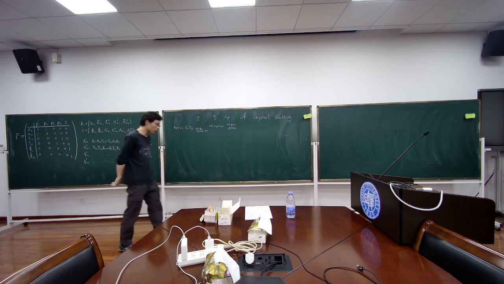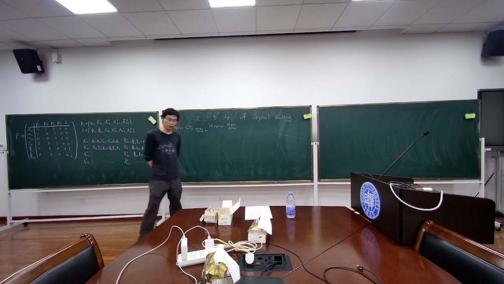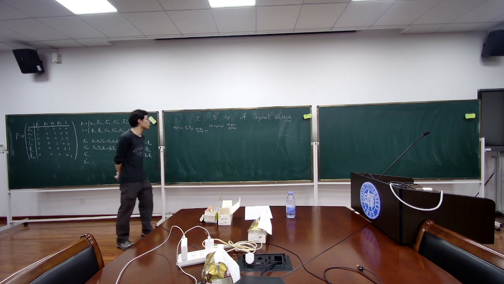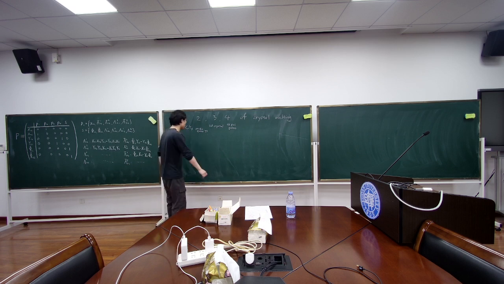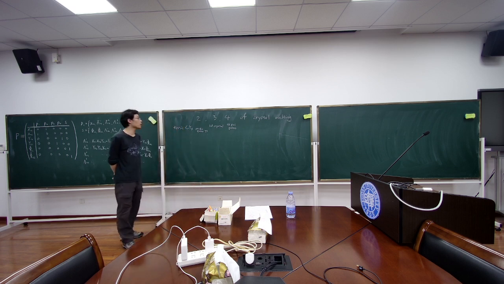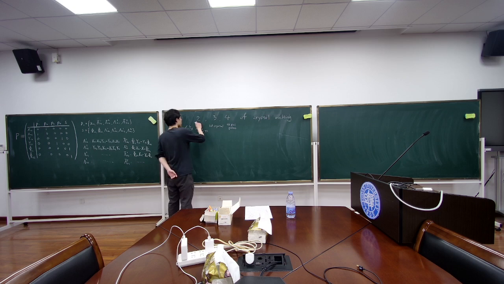From like 30 years ago, we always believed that these BPS states have some algebra structure, and in this case, we'll talk about something called the quiver Yangian, and it has 2 parameters.